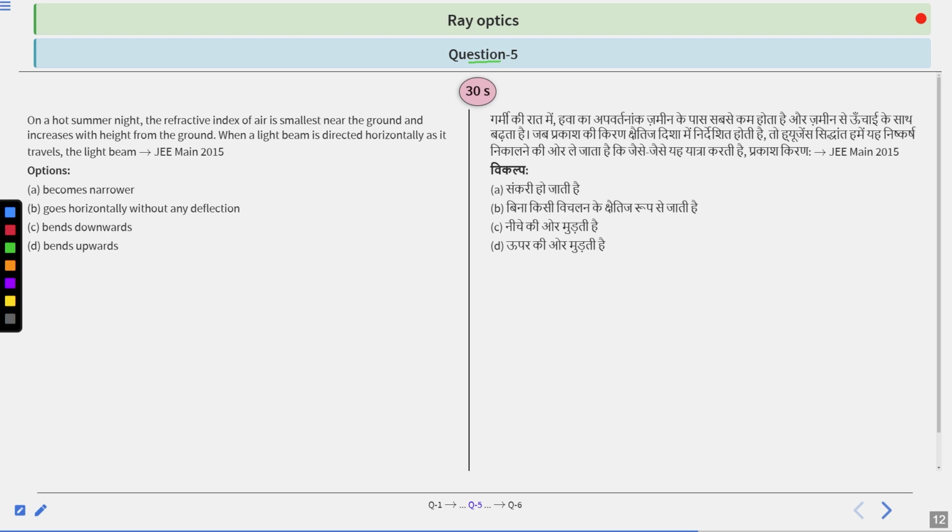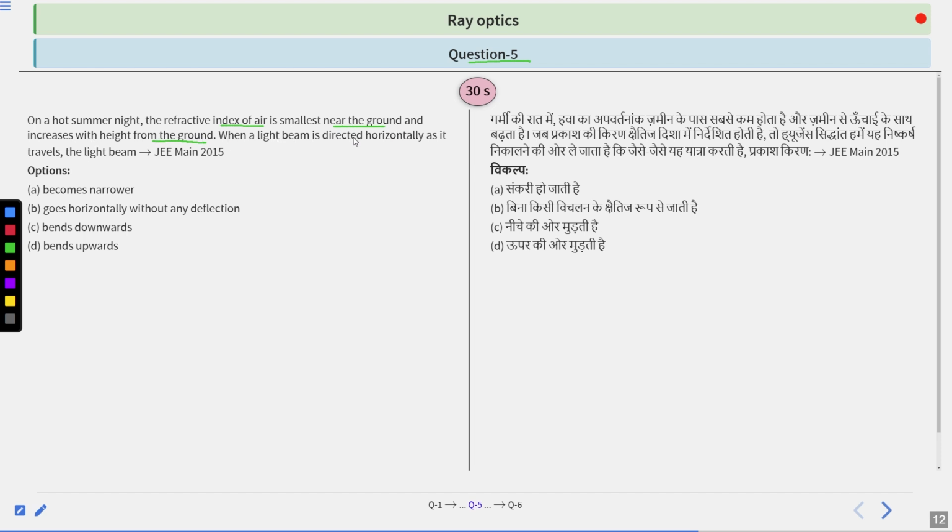Question 5. The question is, on a hot summer night, the refractive index of air is smallest near the ground and increases with height from the ground. It means if the height increases, the refractive index also increases. Clear? The refractive index of air is smallest near the ground, and it increases with height from the ground.